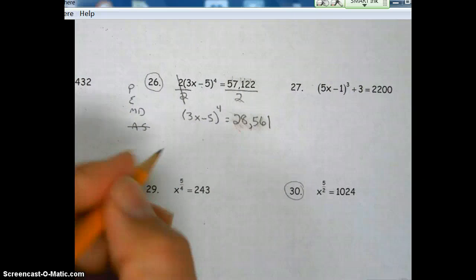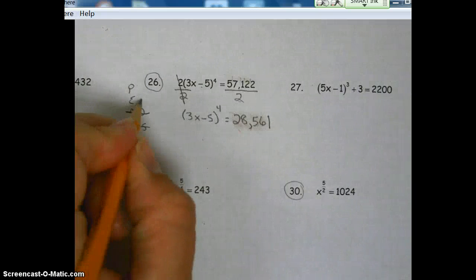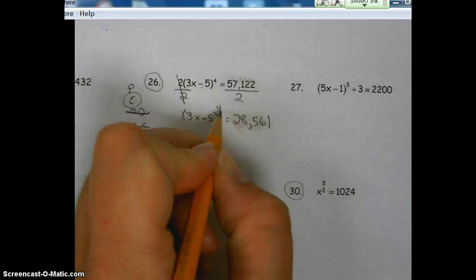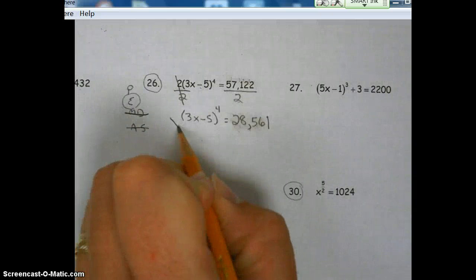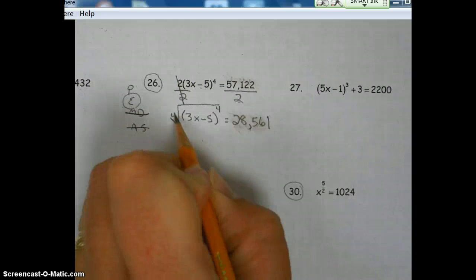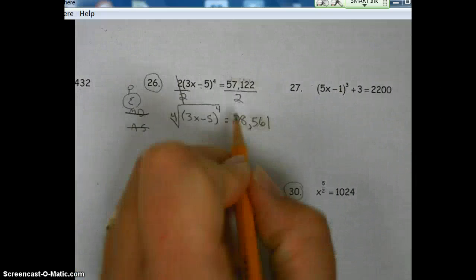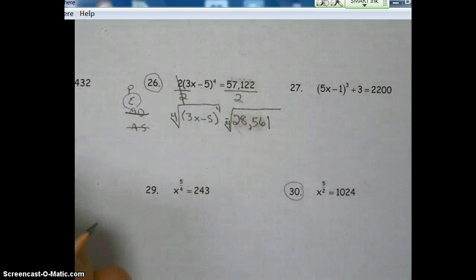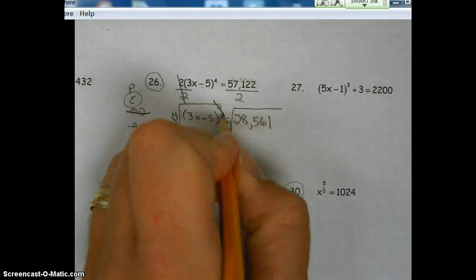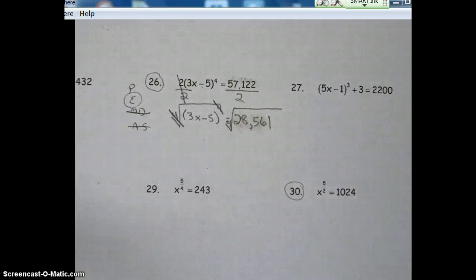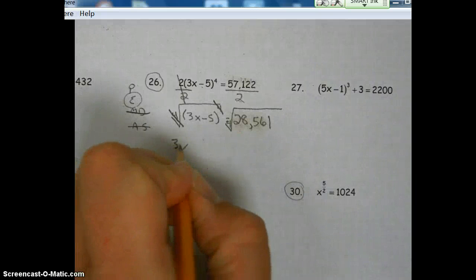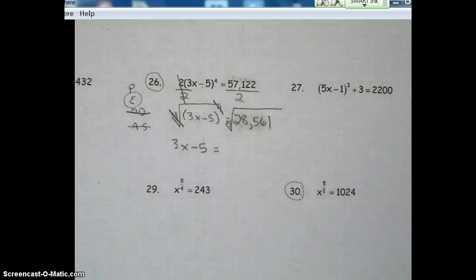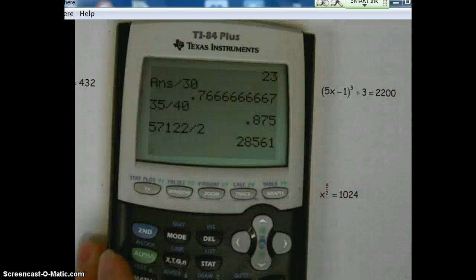Anyway, dividing that up, we get 28,561. Now, we want to undo the exponent. So to undo the fourth power, we're going to do the fourth root. So we're going to do the fourth root on both sides. Okay? So the fourth power and the fourth root cancel out. And then the fourth root of 28,561, I think I'll use my calculator for that.